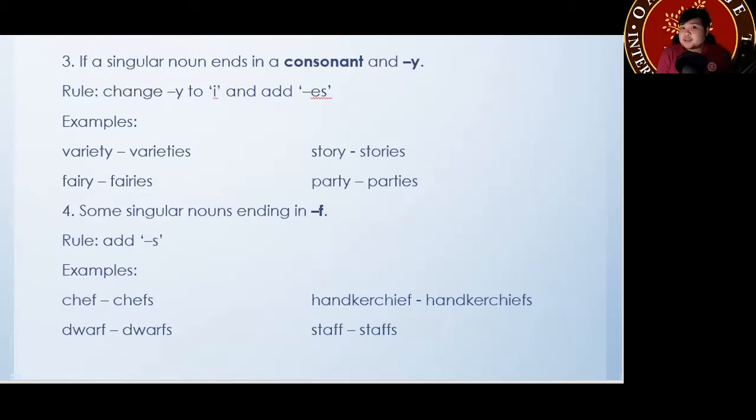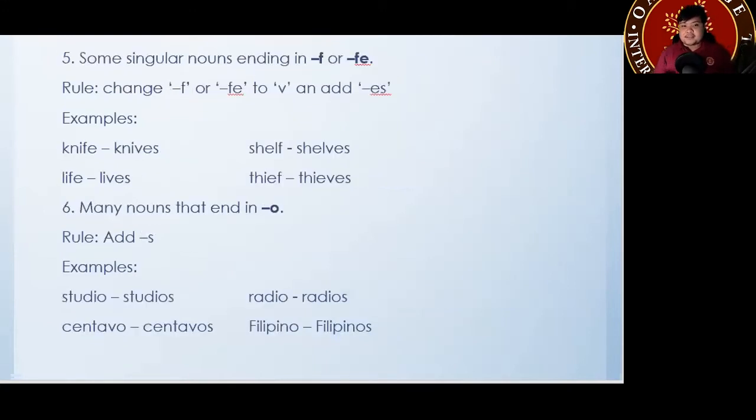Okay, so certain nouns that end in F, for example chef, dwarf, handkerchief, or staff, the rule is just add S. So chef becomes chefs, dwarf becomes dwarfs, handkerchief becomes handkerchiefs, staff becomes staffs, right? But rule number five: some singular nouns that end in F or FE, you have to change the F or FE to V first and then add ES.